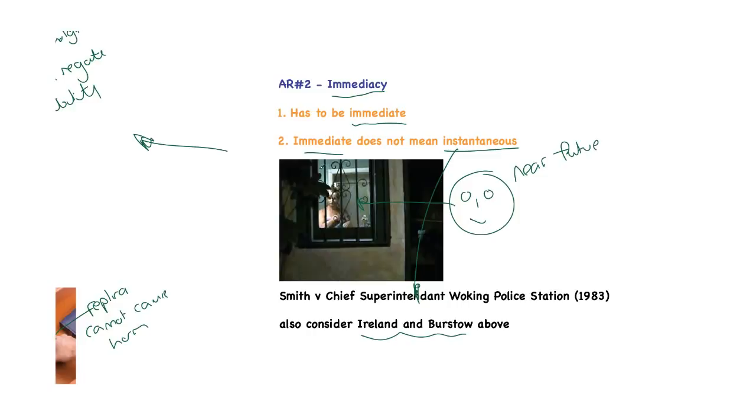If somebody is passing you on a bus and waves a gun at you, and you know the next bus stop isn't for the next 40 minutes, then that's not going to be sufficient, because you're not going to expect immediate violence. But if you're standing at the bus stop and somebody does it on the bus, then you know that they're going to be getting off in a minute or two, and that probably would fit the Smith versus Chief Superintendent Woking Police Station rule.